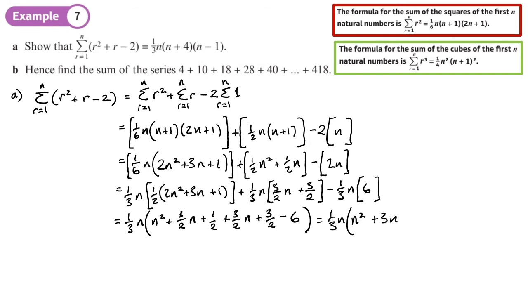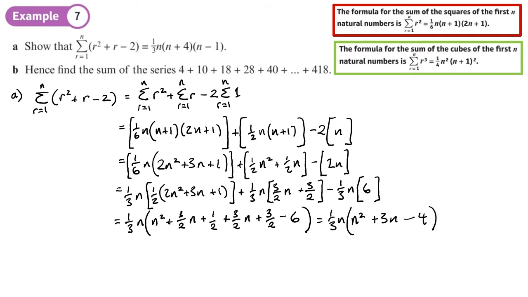Then as far as numbers are concerned, I've got a half, add 3 over 2, which is 4 over 2, which is 2, and 2 take away 6 is going to mean minus 4.